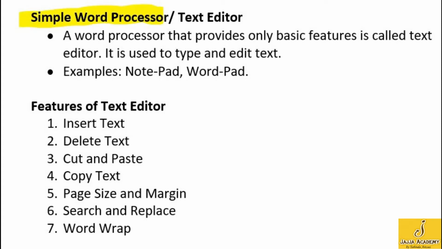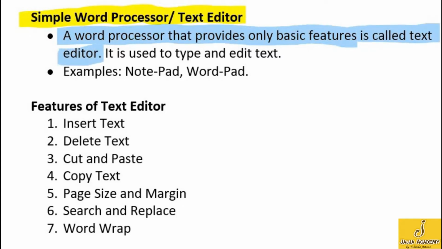A simple word processor is also known as text editor. A word processor that provides only basic features is called text editor or simple word processor. It is used to type and edit text. Text means simple words, including alphanumeric letters and special letters. But it doesn't include photos, tables, pictures, charts, graphs, or other graphics. That's why it is known as text editor or a simple word processor.